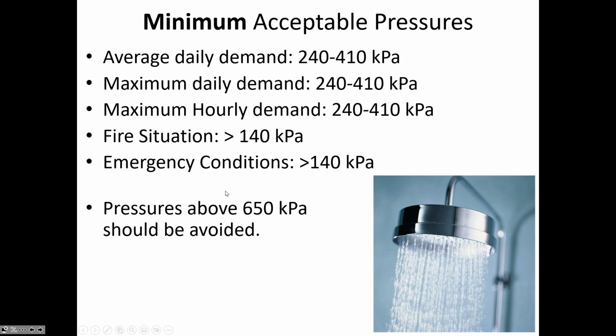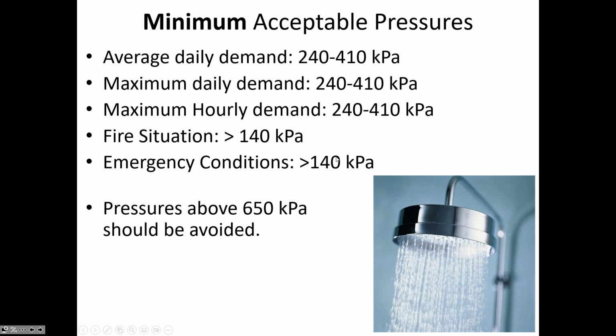But pressures too much above 650 kilopascals should be avoided because in that range is when you can start to see leaks at fittings that don't have them tightened down all the way. A lot of water heaters will begin to leak up and above the 850 kilopascal range. But when you're experiencing the maximum hourly demand, you don't want to go below 240 kilopascals unless there is a fire or emergency situation. Because when the pressure drops too low, it's possible that you can have backflow.